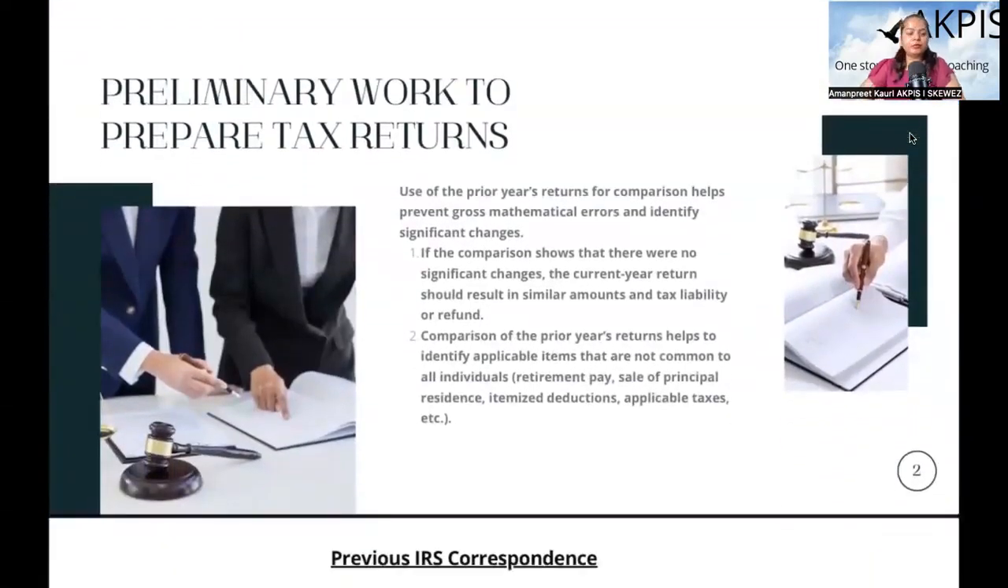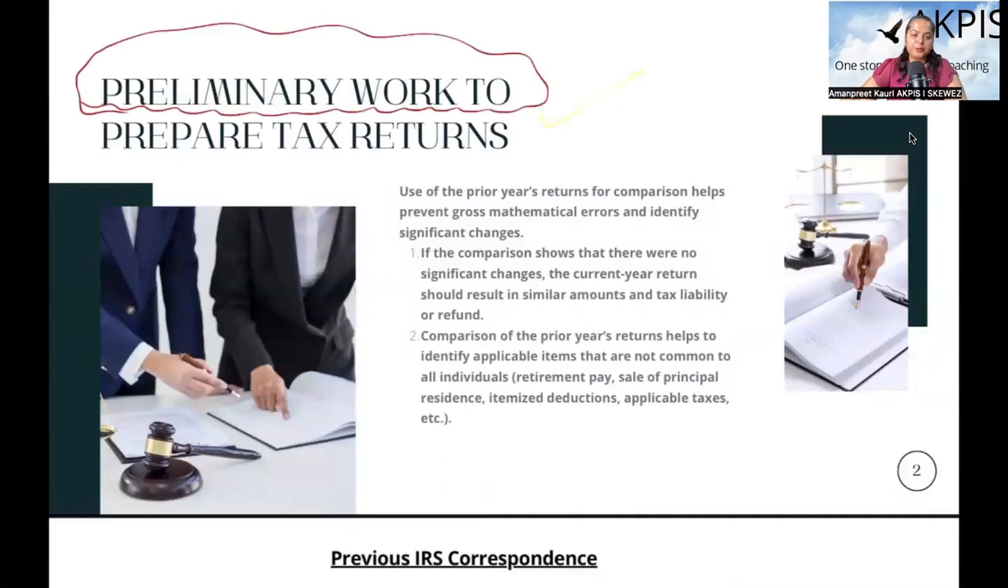Now here another discussion starts, which is related to the preliminary work to prepare tax returns. So let's discuss that. Why is certain preliminary work required before you actually file your tax returns? Why is it so? Let me tell you.